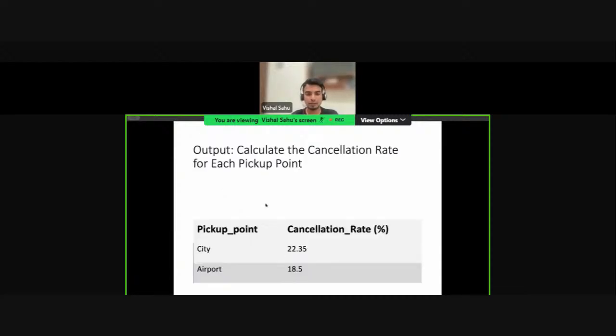And here is my output. As you can see, city has a cancellation rate of around 22.35%, and airport has an 18.5% cancellation rate. City, which is kind of obvious, but we still want to sometimes look at this data. So city has more cancellations. Now my question again to you guys: what insight can you get from this data? What would you suggest if you were working on this problem? What would you suggest to your leadership? What do we need to do here to solve this?